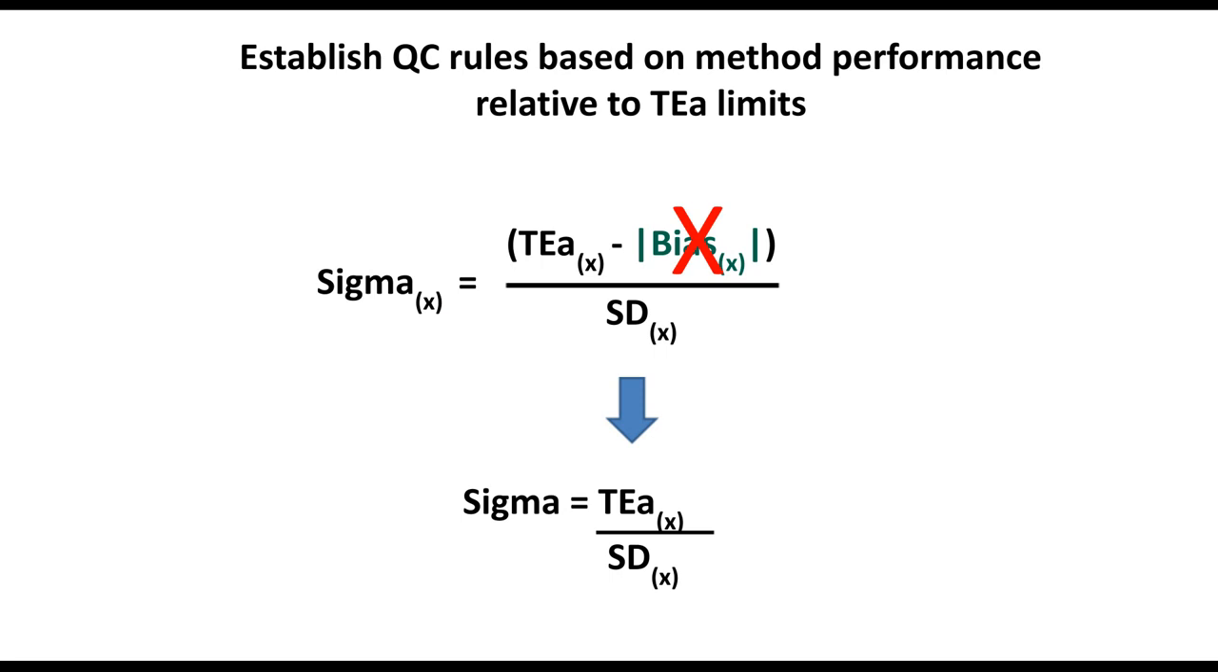equation. So for QC, the bias is typically set to 0 because we want to detect a change from the target mean. You can see from the sigma metric ratio that a high sigma metric, like a value of 5 or 6, indicates a low rate of error because the allowable error is large relative to imprecision, while a low sigma metric, like 3 or lower, indicates a very high error rate because the allowable error is small relative to imprecision.